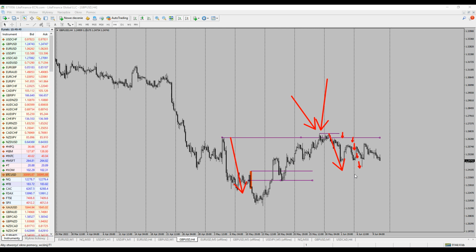With that being said, guys, I strongly encourage you to make hundreds of tests of this strategy. It's very easy for beginners and advanced traders.